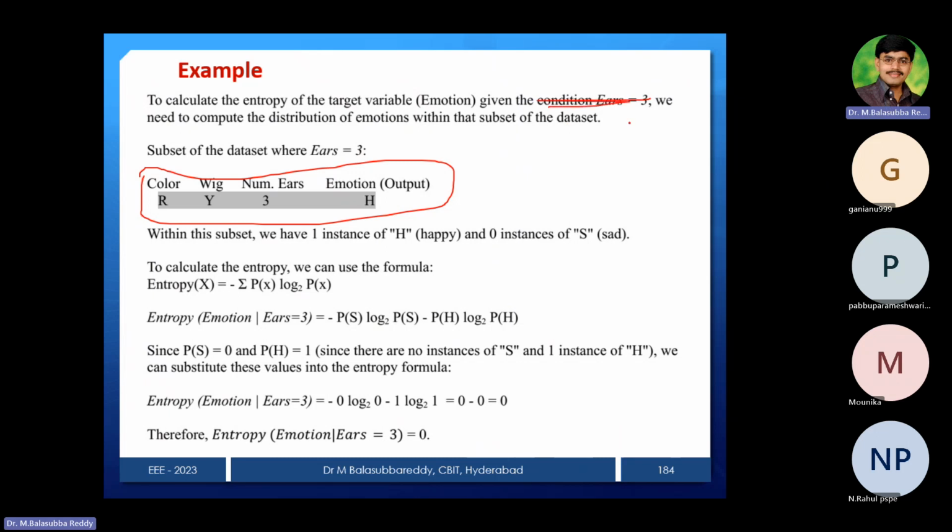What is the condition? Years are 3. We need to compute the distribution of emotion. Again, you have to use the same formula. Here the sad part is 0, meaning the probability of sad is 0. That's why we make it 0. And minus probability of happy. Happy is 1 out of 1 only. So therefore, 1 by 1 log 2 of 1 by 1. Then I can write that the entropy is 0. Now, two cases of entropy are calculated.